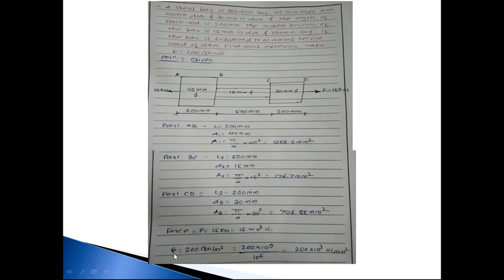Now E is given, that is 200 GN per meter square. GN means giganewton per meter square. I want to convert this giganewton per meter square to Newton per mm square. So 1 giganewton is equal to 10 raised to 9 Newton. First I convert this GN into Newton, that is 10 raised to 9, and 1 meter square is equal to 10 raised to 6 mm square, so divide by 10 raised to 6. So our value of E is 200 into 10 raised to 3 Newton per mm square.